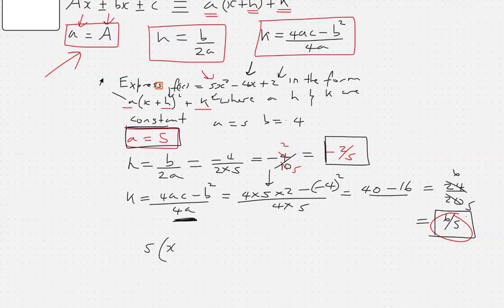And that's it. So notice what we have now. We have A, open bracket, X plus or minus H. In this case, it is minus. It says A, open bracket, X minus H, all squared, you can see it, +6/5. And that's it, plus K.